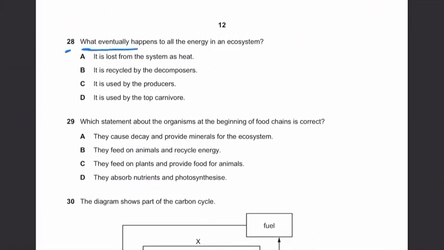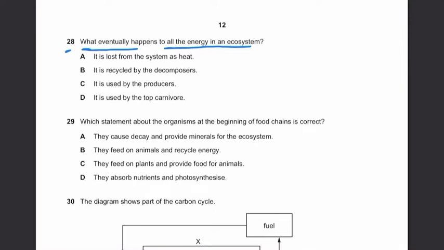What eventually happens to all the energy in an ecosystem? So guys, the energy enters the ecosystem as light energy. Light energy comes from the sun. This energy is absorbed by the producers, and producers use this energy in photosynthesis to produce carbohydrates. Then the plants respire on these carbohydrates, and when the plants respire on carbohydrates, energy is released which is converted to heat. When these carbohydrates are passed on to the next organism, for example from the producer to herbivore, the herbivore also respires on the carbohydrates. When the herbivore respires, energy is released which is converted to heat.